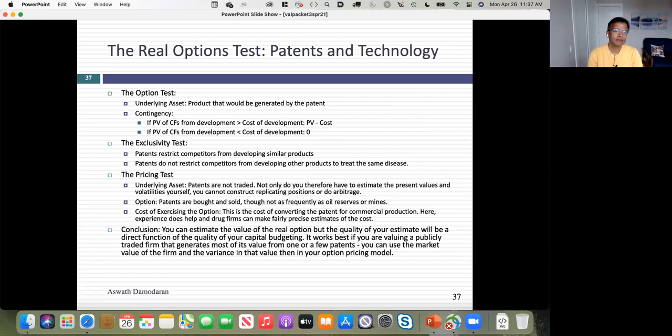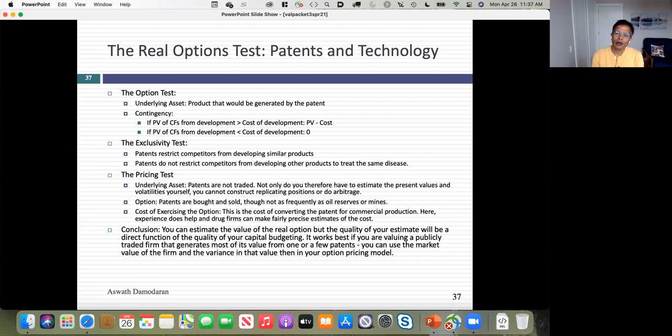Is there exclusivity? Yes, as long as the law backs you up. If you have a legal system where patents are not enforced and anybody can do whatever you're doing and you really don't get any compensation, the exclusivity is gone. But there is exclusivity as long as the law backs you up.